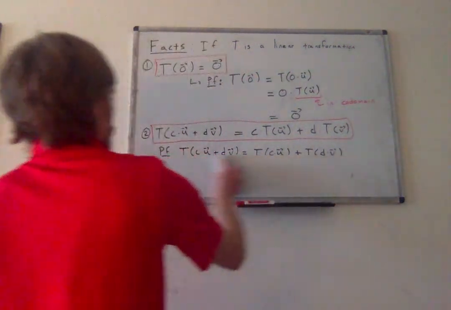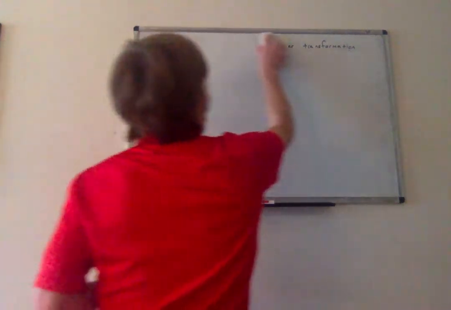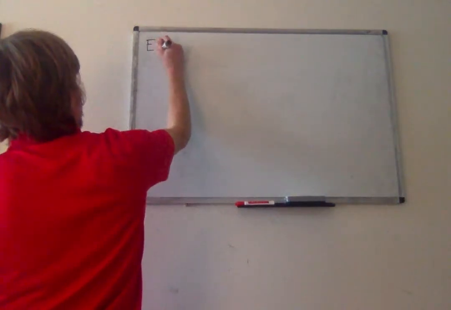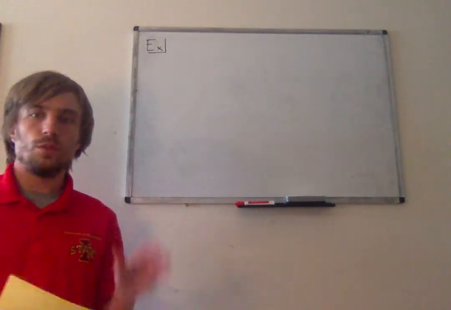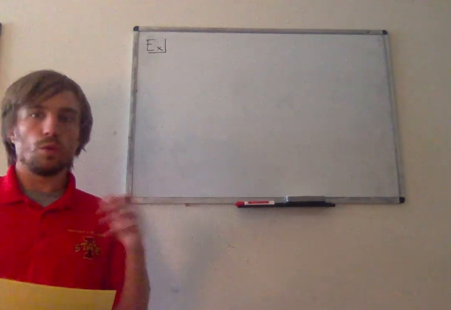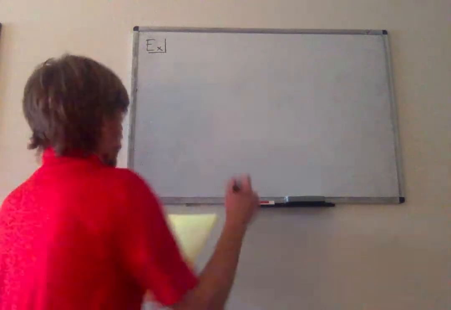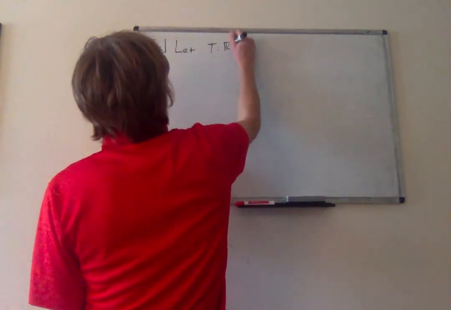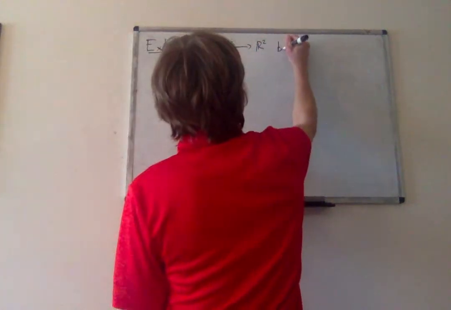All right, so I want to do one last fun example using these two properties. And I highly encourage you, before I go through the solution, to pause the video and try to work through this on your own, because I think this is a really fun and rewarding thing to work through and figure out. So, let T be a linear transformation which maps R2 to R2. But the catch here is that I'm not going to give you the matrix.